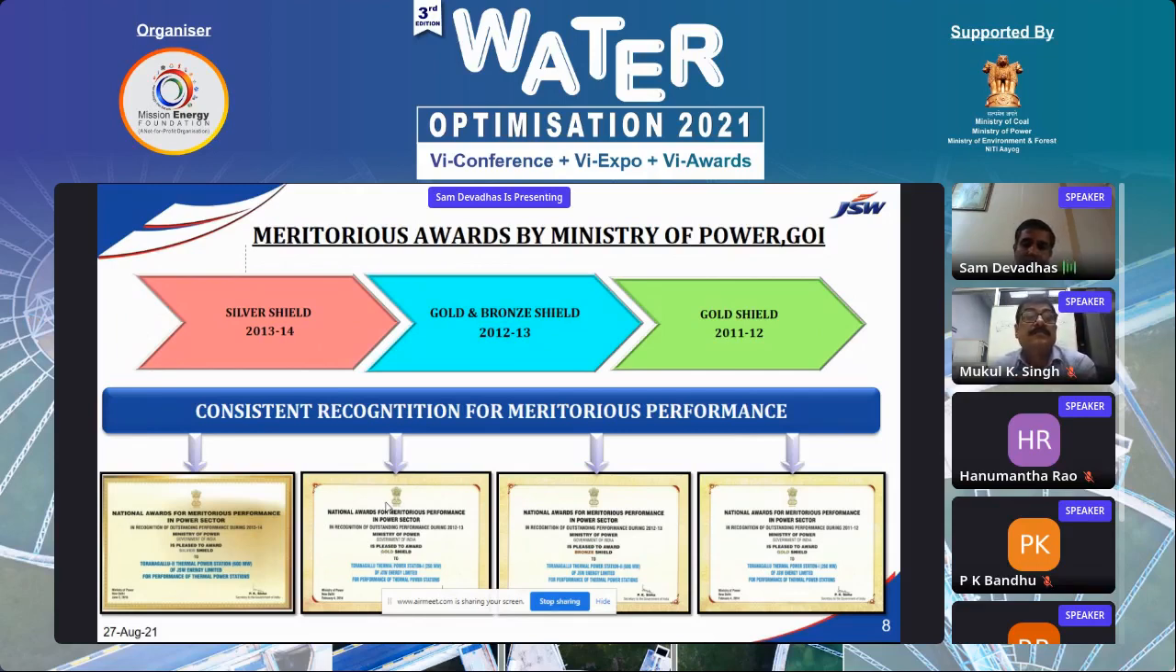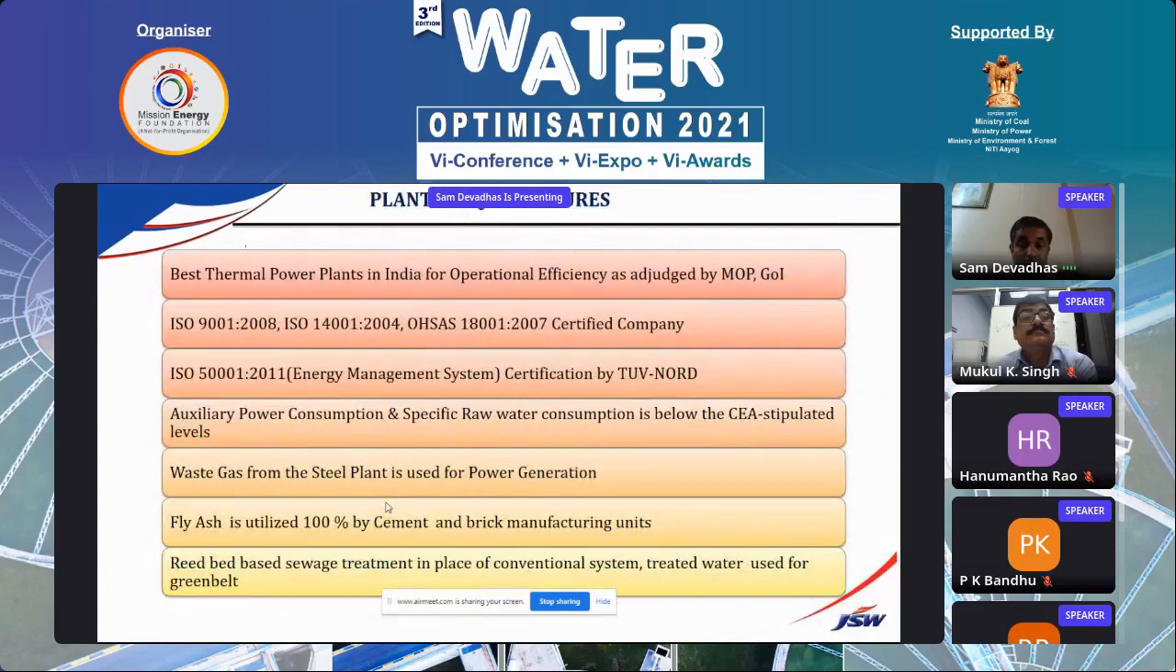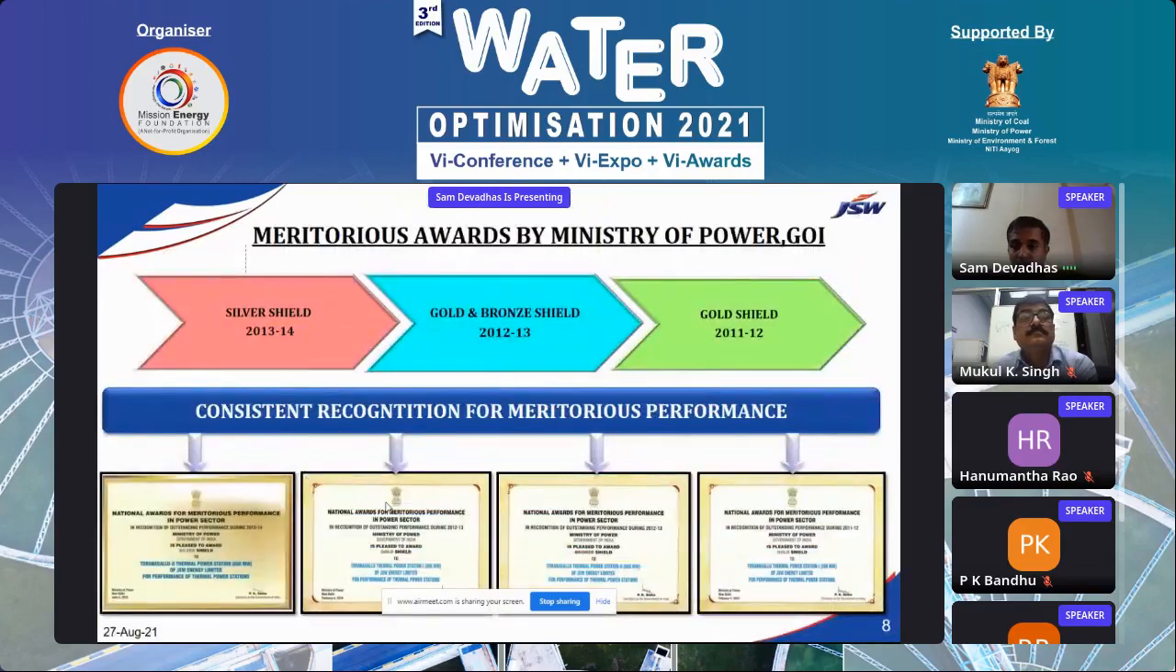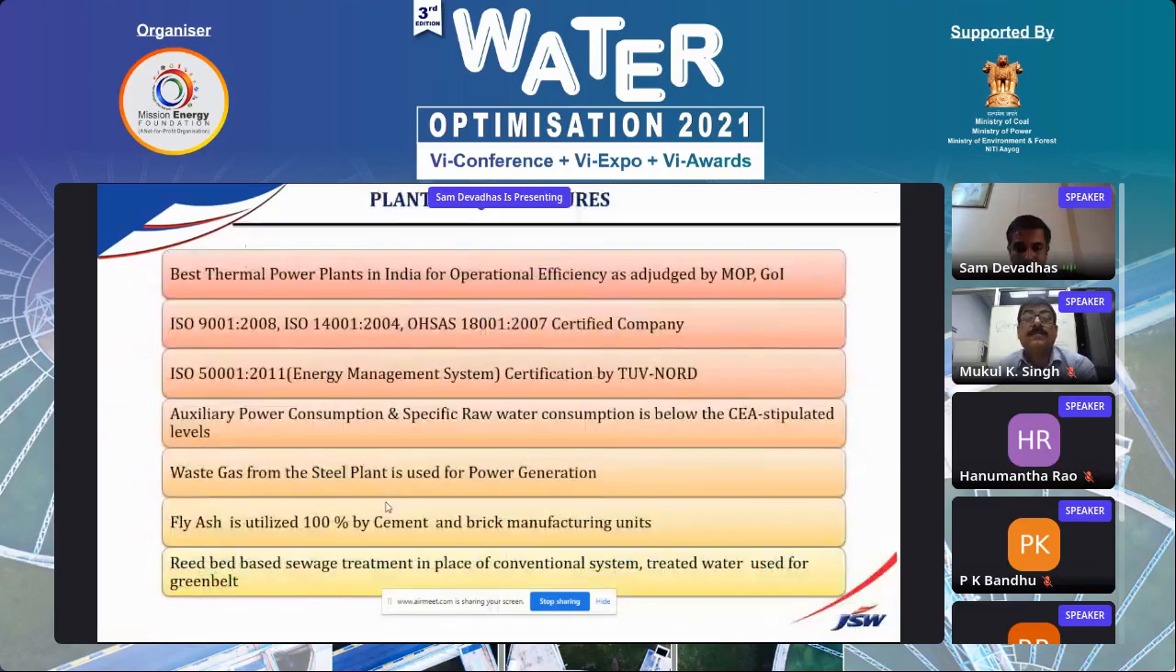Consecutively, we have been recognized for our meritorious performance from 2006 to 2014. Either the 130 megawatt plant or the 300 megawatt plants were recognized for their meritorious performance. We were at the helm of the all India PLF rankings in 2012 and 2013. So these are the unique features.